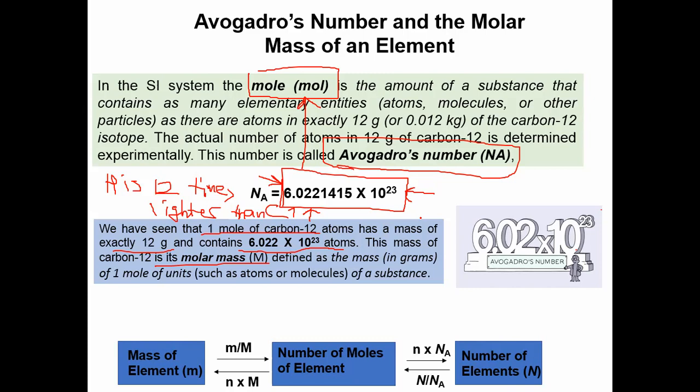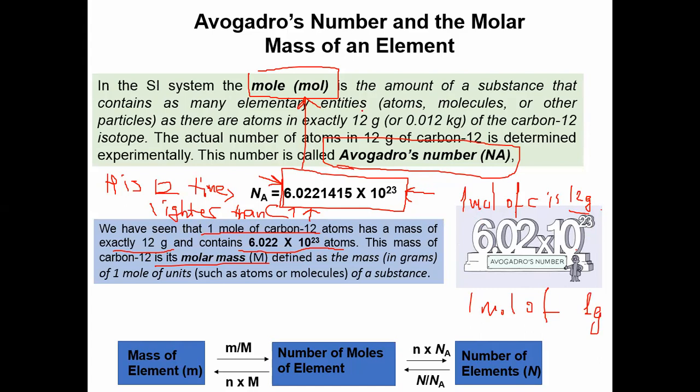Okay, so the same thing. Look, 1 mole of carbon is 12 grams, right? And I'm saying that hydrogen is 12 times lighter. So 1 mole of hydrogen is going to be 1 gram, because it's 12 times lighter than carbon. So it's going to be 1 gram.